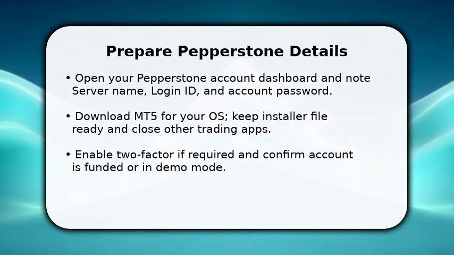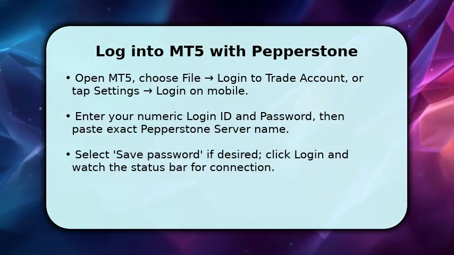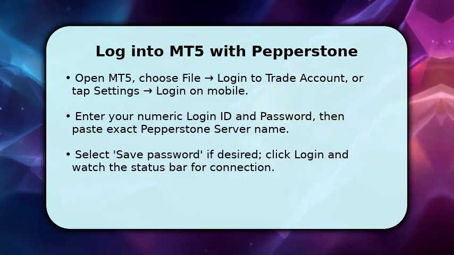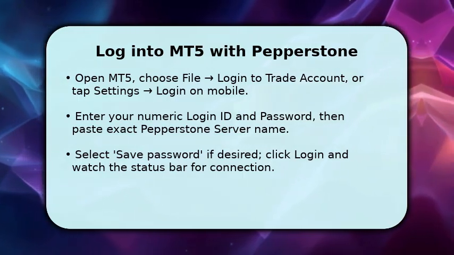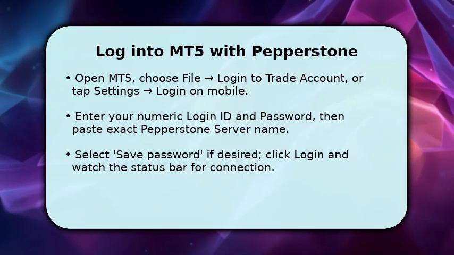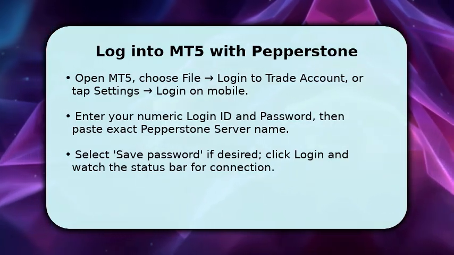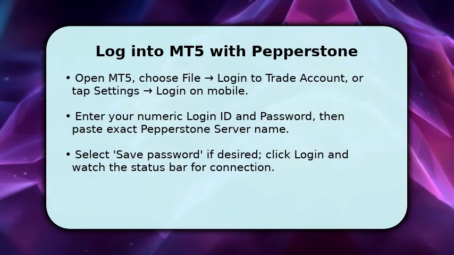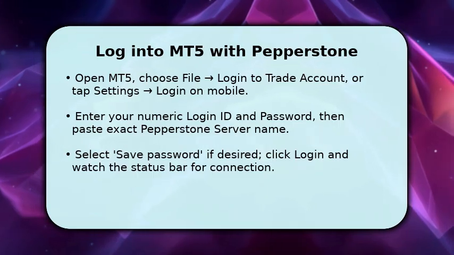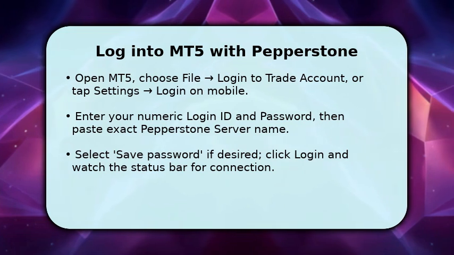Don't proceed without them. Now you perform the actual login inside MT5. Open File, then Log in to Trade Account on desktop, or open Settings and log in on mobile. Type your numeric Pepperstone login ID and password exactly, then select the matching Pepperstone server from the list or paste the server string. Once you click Login, MT5 connects and downloads symbols and history. Make sure to save the password only on secure devices. If connection stalls, toggle between demo and live servers, because account type must match server selection.